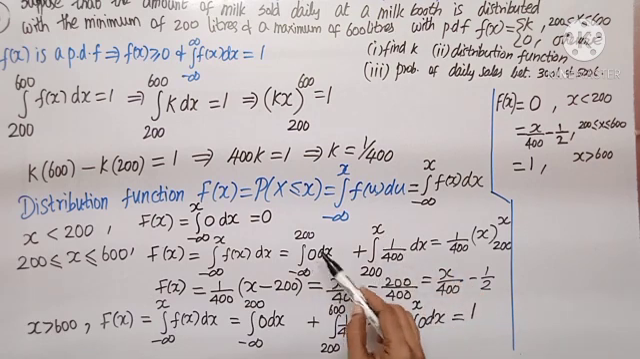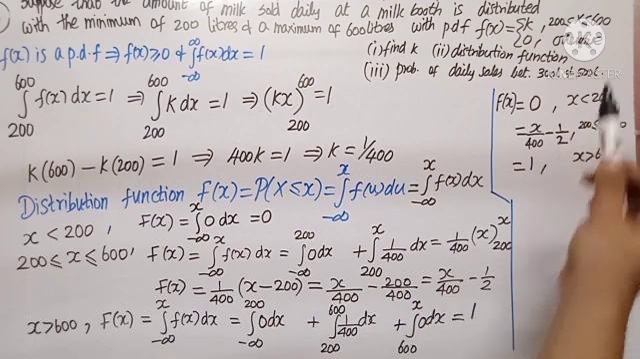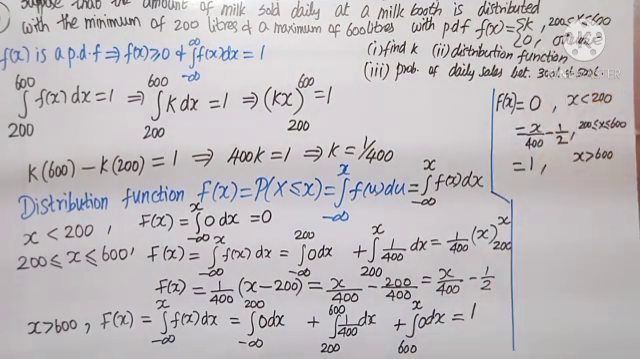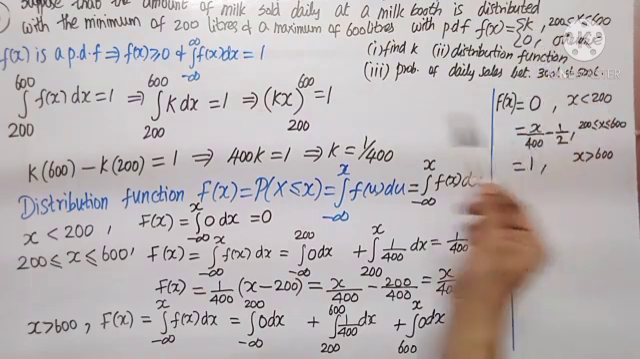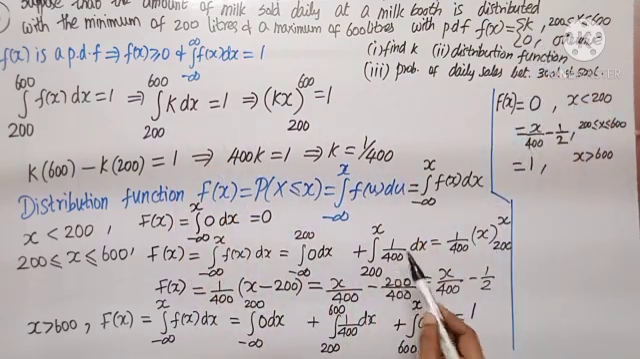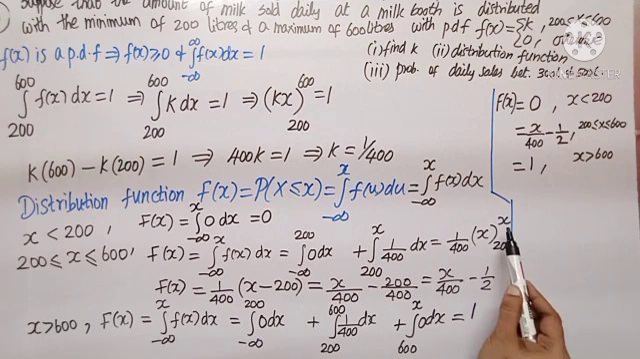This is 0 obviously because below 200 the function is 0. 200 to x, it is k. What is k? 1 by 400. So integrate it, apply the limits and simplify. In this problem, the upper limit is always x. So wherever x comes, put x itself. The lower limit changes, so write accordingly.